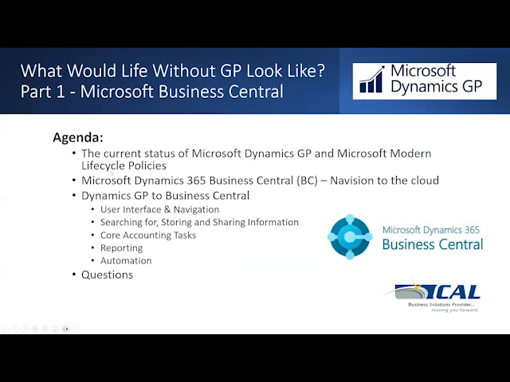GP, what its current status is, Microsoft 365 Business Central, which for anyone that's not aware, is the original Microsoft Navision product that has now been brought to the cloud. It is a cloud product, but it is based on the original Navision product. So GP to BC, the user interface, we're going to go through trying to navigate the two different solutions, how that works, searching for things, storing information, sharing information.